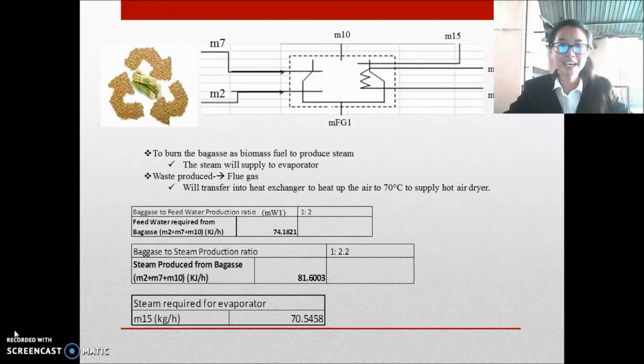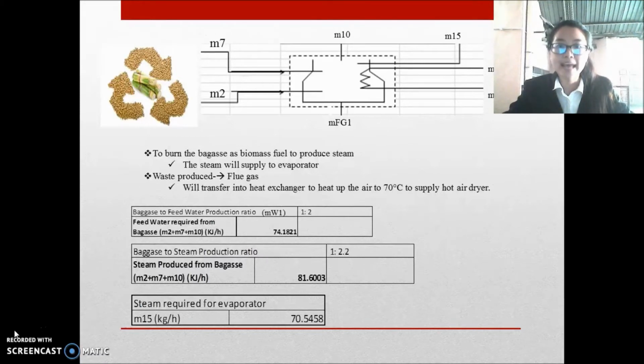Boiler. The boiler we use is a bagasse fire boiler. The function of the boiler is to burn the bagasse as biomass fuel to produce steam. The steam will then be supplied to the evaporator depending on the specification of the evaporator set. The waste product that is also produced is flue gas. The flue gas will then be transferred to the heat exchanger to heat up the air from 25 degrees Celsius to 70 degrees Celsius to supply the hot air dryer.